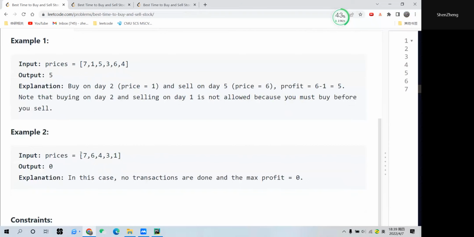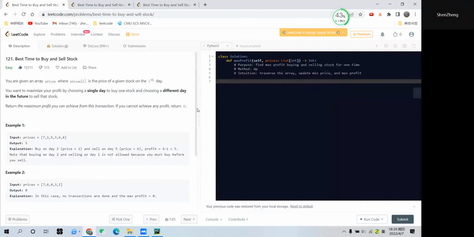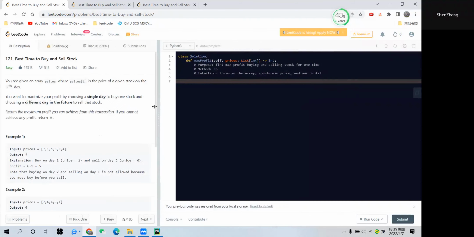Example 2 here, you see the prices array is in strictly decreasing order. This means whenever we choose to purchase stock, we cannot sell the stock at a higher price in the future. This means, okay, no transaction can be done and the maximum profit should be 0. Okay, now we've finished the quick problem introduction. Let's think about how to solve this problem.